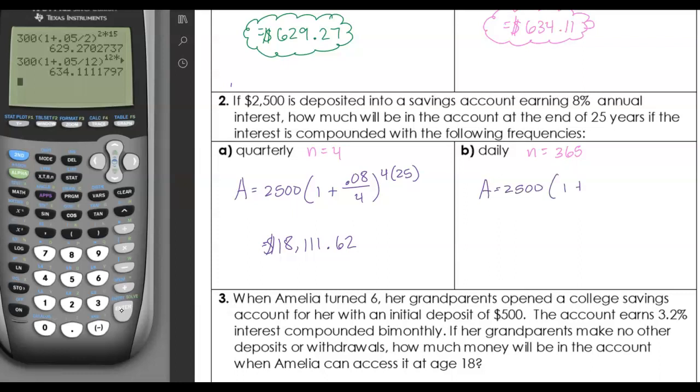Versus if I do it daily, it's all of the same amounts. The only difference is my N is now 365. So if I plug all that in my calculator, I actually end up with $18,468.59. So you can see it's more than $300 in added interest that you get when you go from quarterly to daily.